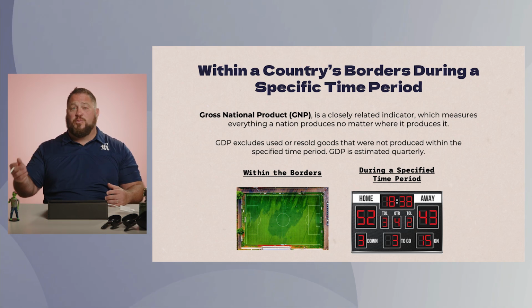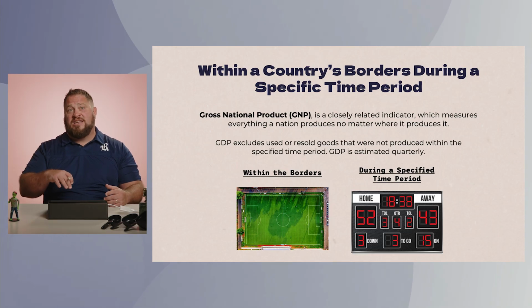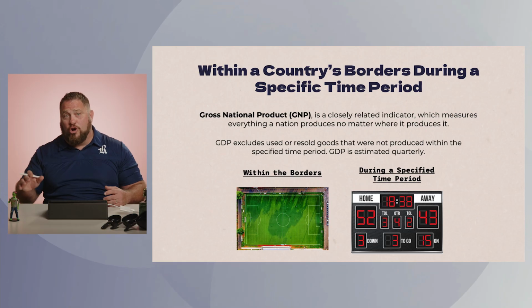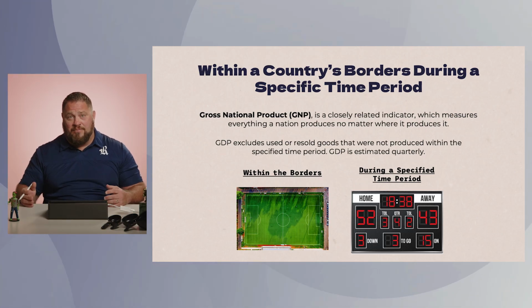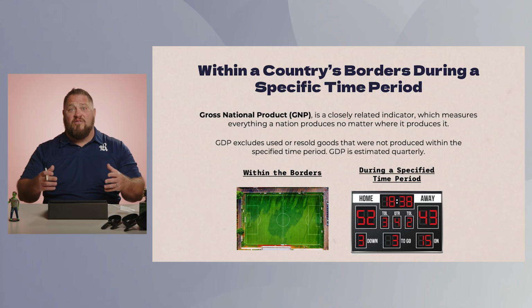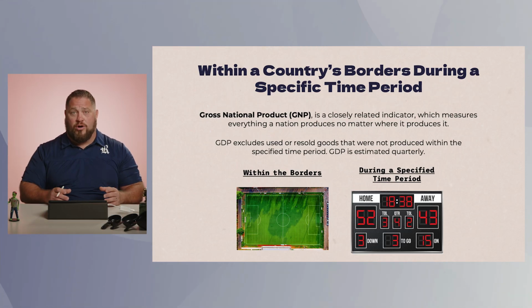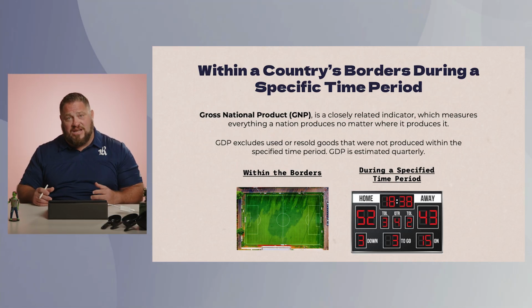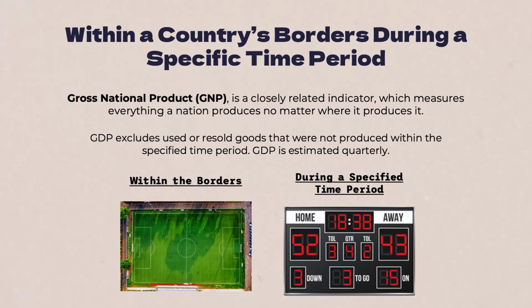So if Germany is producing cars in the United States, it counts towards the United States GDP, but it counts towards Germany's GNP. So gross domestic product here, GDP, it's everything produced within a country's borders. Now, during a specified time period, we account for GDP quarterly. So that's the highest frequency that you can get it. You can get it quarterly. So you can look at GDP quarterly or you can look at it annually.